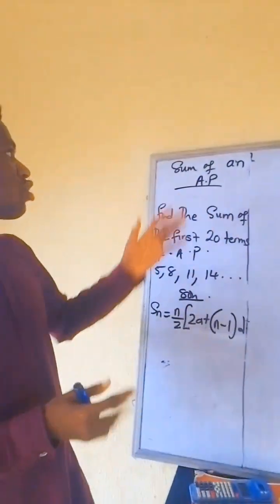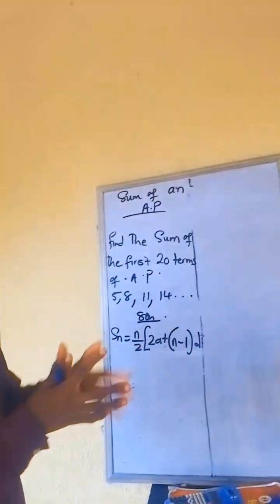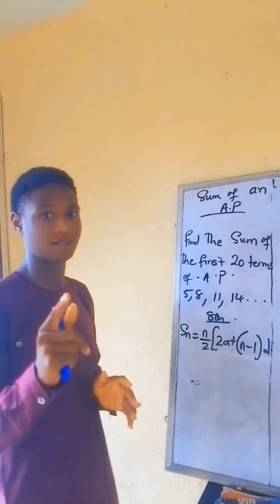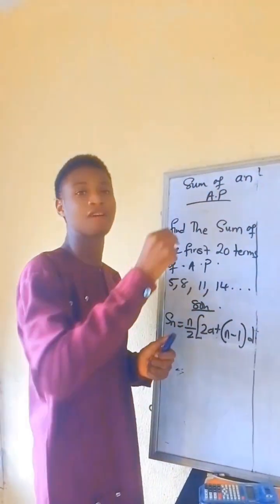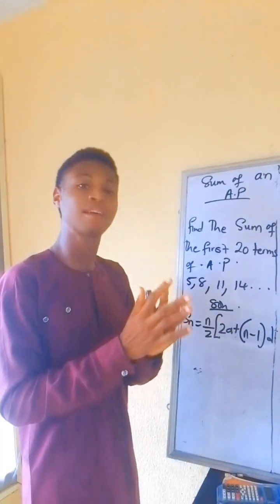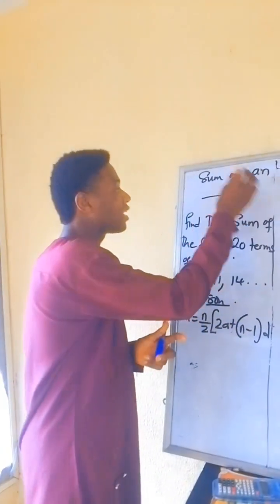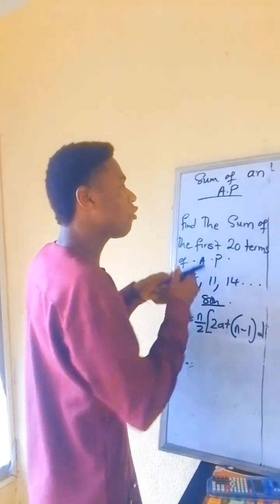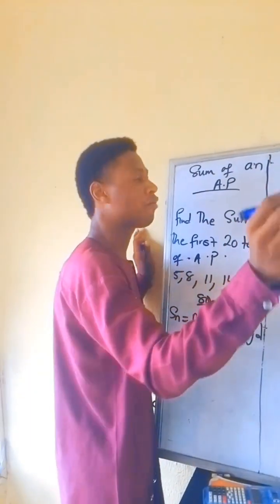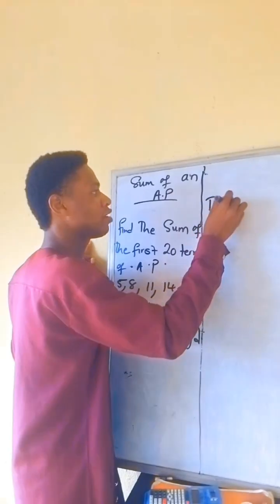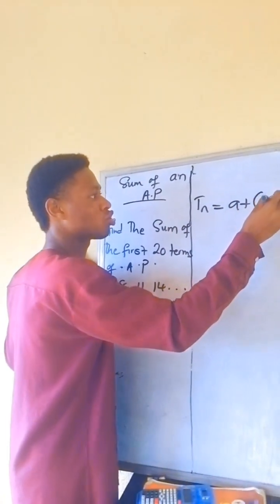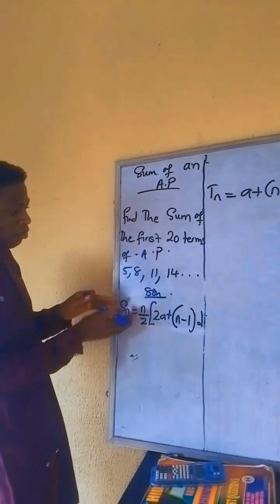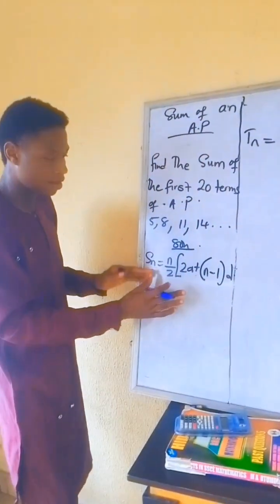Now, let's say you come across this question, the sum of an AP. You must know that the sum of an AP is different from the n-th term of an AP. The two have different formulas. When they say find the n-th term of an AP, this is the formula: Tn equals a plus (n minus 1)d. But for the sum of an AP, this is the formula here.